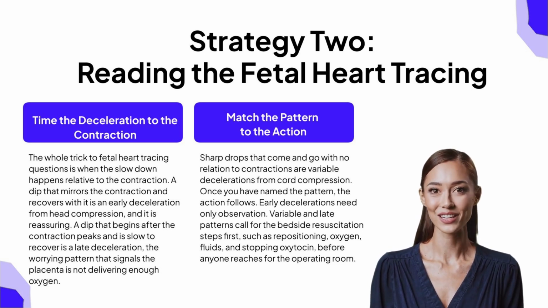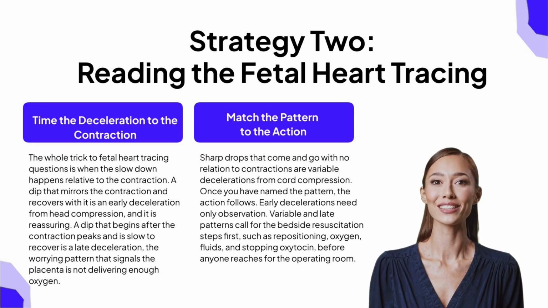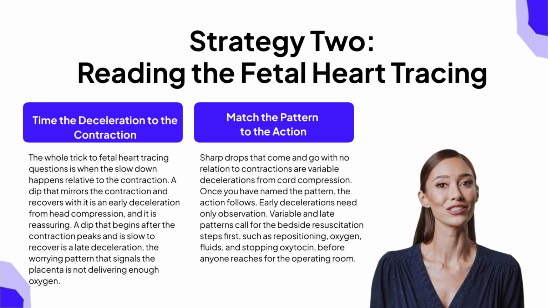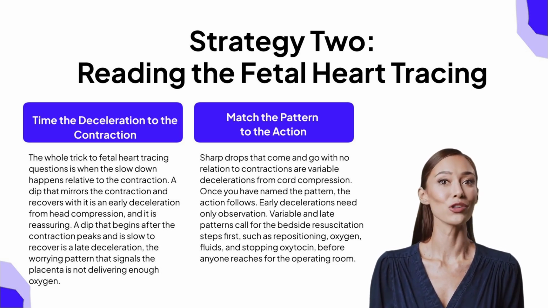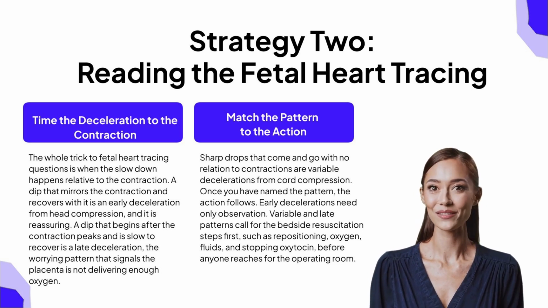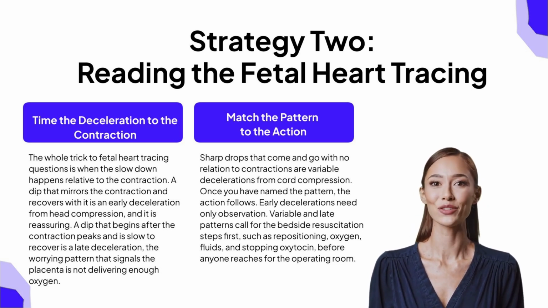If the dip begins after the contraction has already peaked and is slow to come back up, that is a late deceleration. And it is the pattern that should worry you because it signals that the placenta is not delivering enough oxygen. Sharp, abrupt drops that have no consistent relationship to the contractions are variable decelerations, usually from cord compression. Once you have named the pattern, the right action falls out almost automatically.